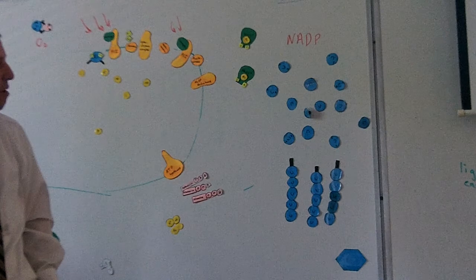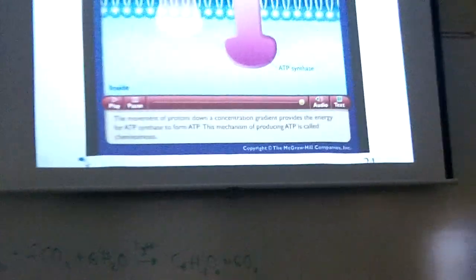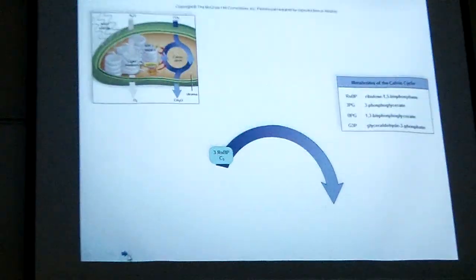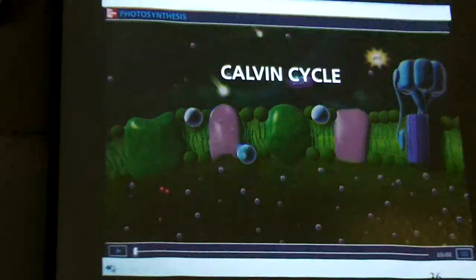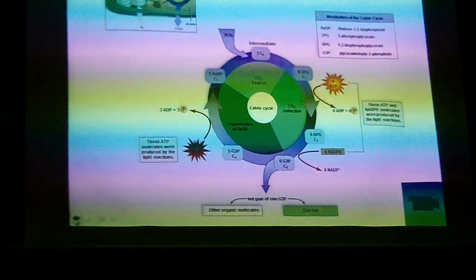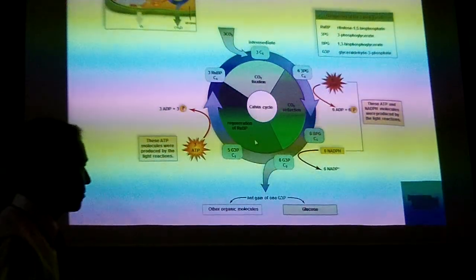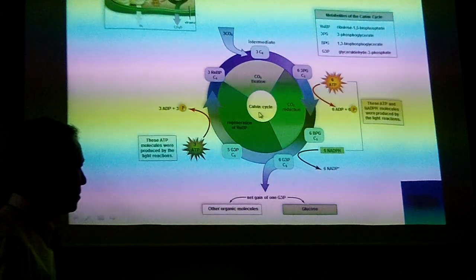And so the next part, this part right here, which is in your book, you can see it's a cycle. You refer to this picture in the book, page 128. This is called the Calvin cycle. The guy who discovered it was named Calvin.